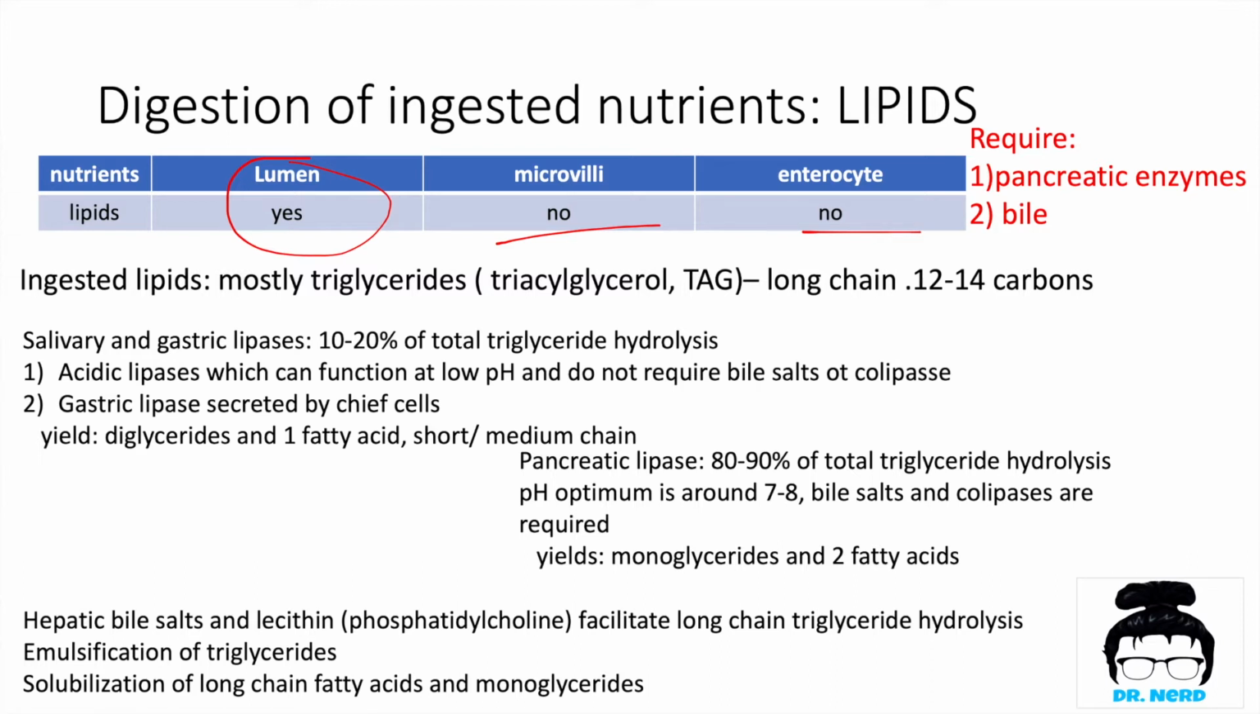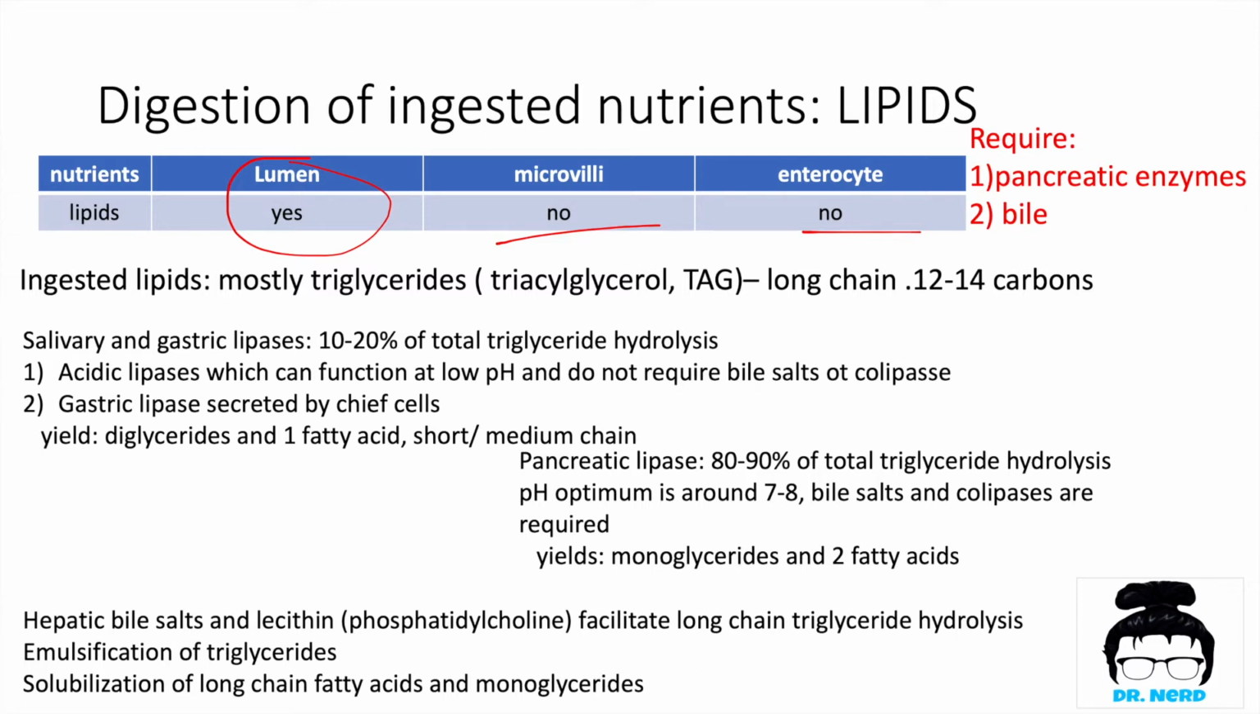the mouth. So acidic lipases, which can function at low pH, do not require bile acids or colipases, while gastric lipase secreted by chief cells as well does not require bile acids or colipases, and they both yield diglycerides and one fatty acid, short or medium chain.